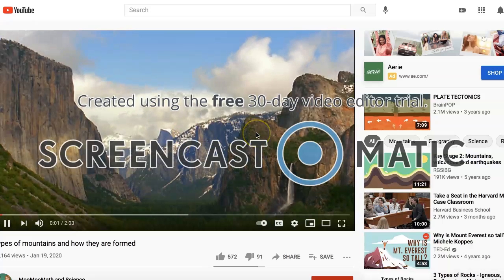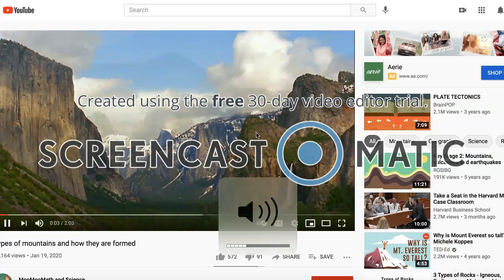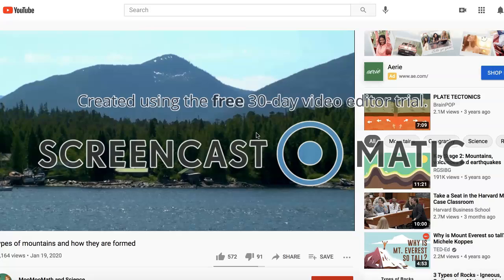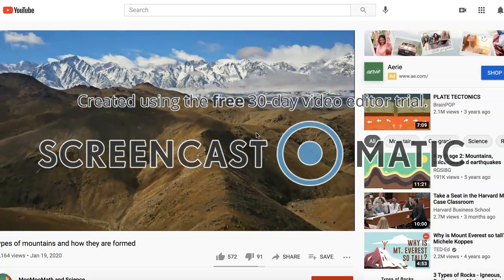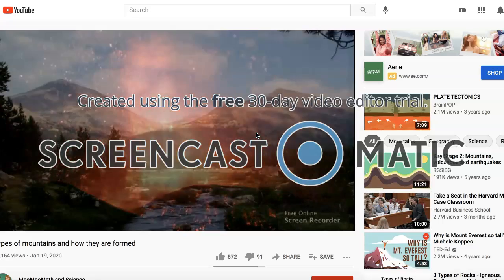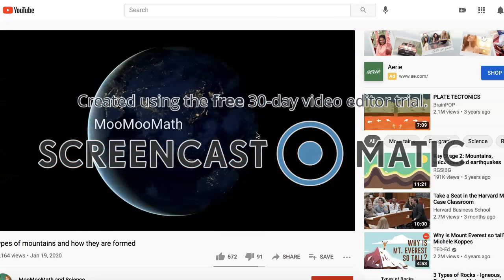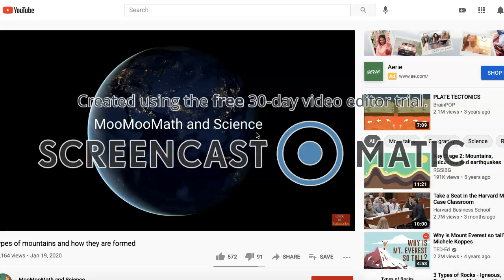Mountains are found throughout the world. They come in many different shapes and sizes. Mountains can form through folding, volcanism, and faulting. Welcome to Moo Math and Science and different types of mountains.